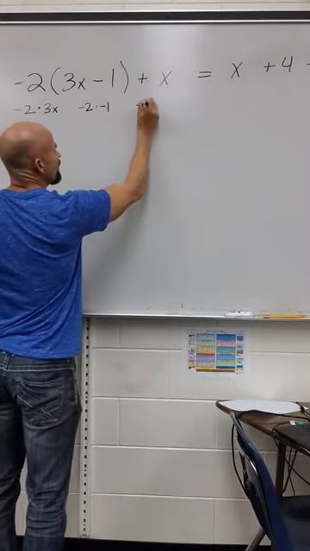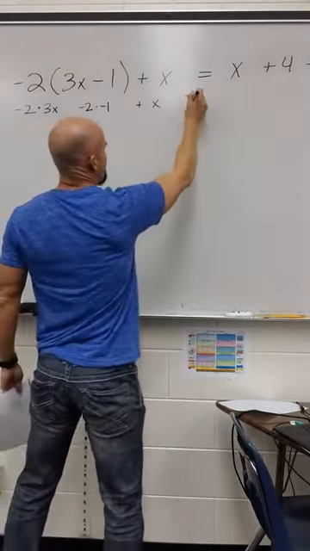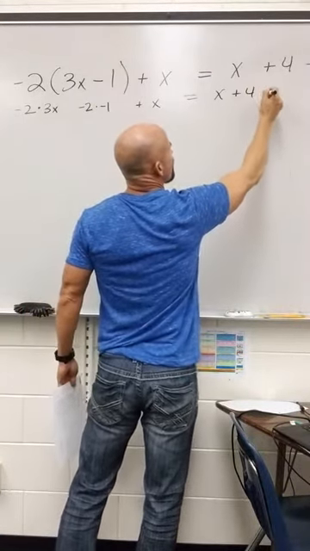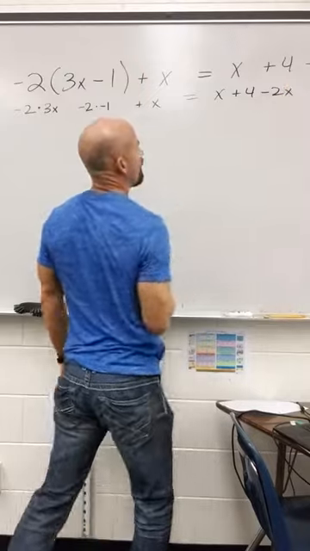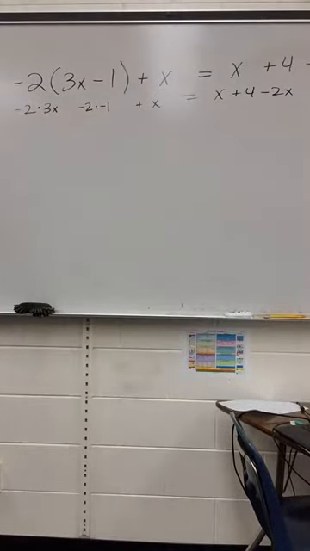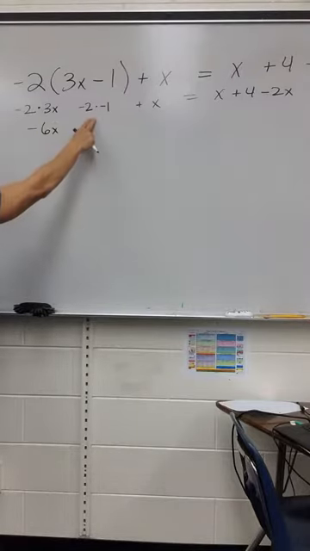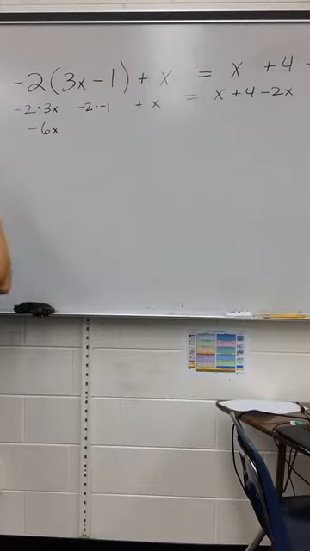I don't do anything with this. I just bring it down, and I'm not even looking at the right side yet. So I just write this whole equation over again. Next step. Now, to answer that question, -2 times 3x is -6x. If you do this in the calculator, you will see this comes out to be +2.